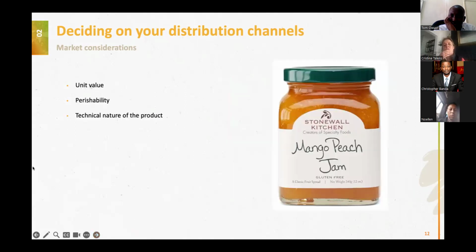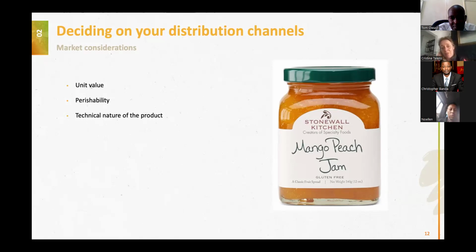In terms of the markets and the product, you need to think about the unit value, okay? The value of your product, how much it costs. It's very different selecting processed, manufactured product, which might have more value than perhaps selling fresh fruit and vegetables that haven't been packaged or modified in any way. So you've got to think about that. The perishability is the date, yeah, of course. And then the technical nature of the product.